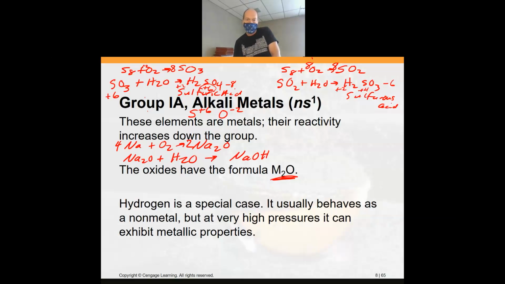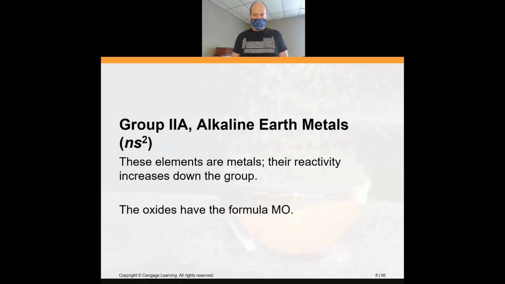And to balance that, you need a 2 out in front. So the metal oxides in water are going to give you a base. When we go to column 2, well, we already did the magnesium. We already did this one. So magnesium plus oxygen gave magnesium oxide.